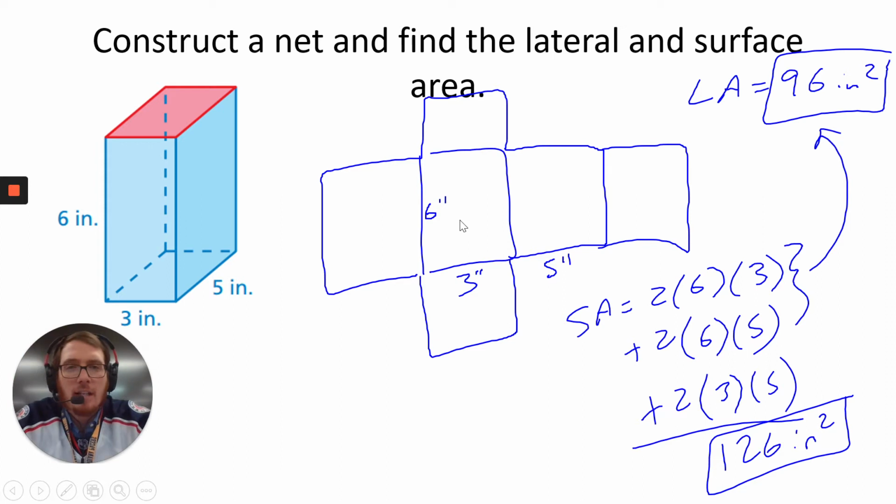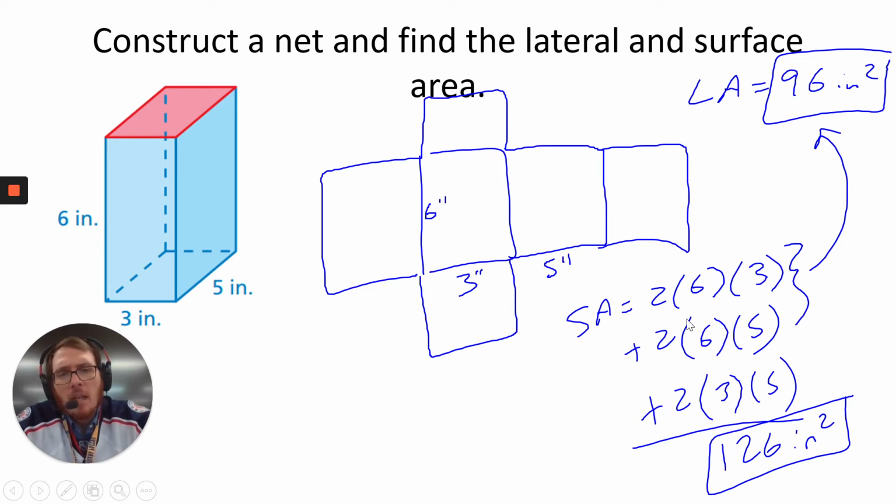Now notice my picture's not drawn to scale. Honestly, right now, that's probably lower on the list of things that are worrisome. We just need to be able to get at least a picture set up so that we can get the net drawn out. And then the surface area is 2 length width plus 2, so 2 times 6 times 3 plus 2 times 6 times 5 plus 2 times 3 times 5. And I get 126 square inches.